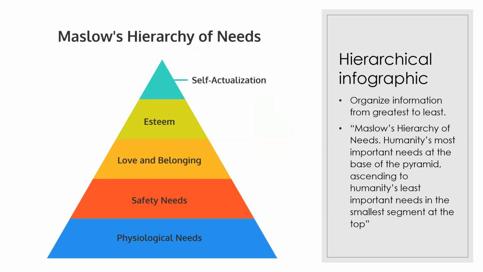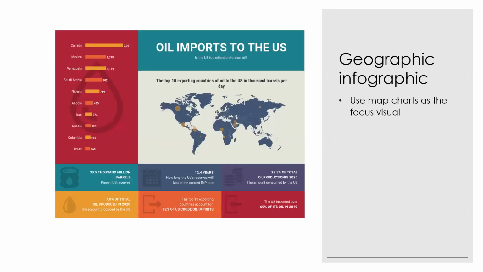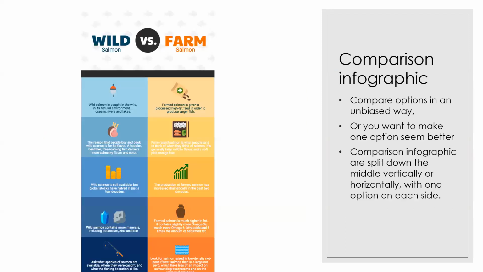And hierarchical one, I'm sure all of us have bumped into Maslow's hierarchy of needs. That's an example of a hierarchical infographic. And the geographical infographic will look like this, and usually we use map charts as a focal visual.